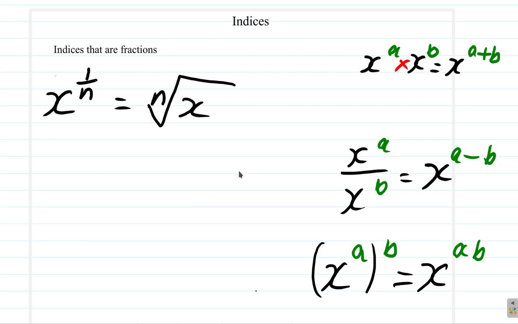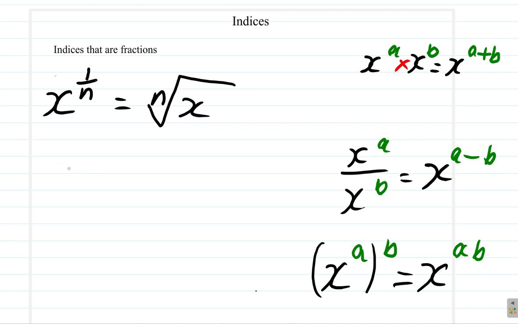Let's continue looking at indices that are fractions. In our previous video, we saw that if you have a number raised to 1 over n, whatever n is, what you get is the nth root of that number. So the index here is a fraction. But you have other types of fractions. This is just 1 over a number. Suppose you have a number other than 1 over another number.